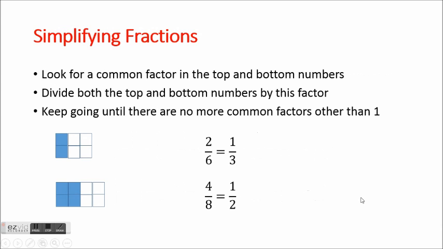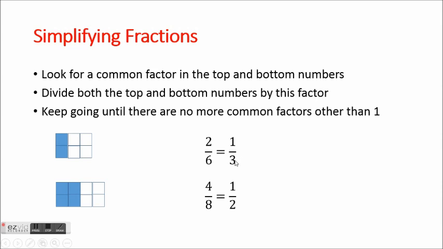Okay, so simplifying fractions. This means that you can look for a common factor in the top and the bottom numbers. For example, in this one, 2 over 6, the common factor would be 2. So we can divide the top number by 2, which gives us 1, and divide the bottom number by 2, which gives us 3, so 1/3. That's just an easier way of writing it. If you had your GCSE question and you got an answer of 2 over 6, there might be an extra mark for making it into 1/3.